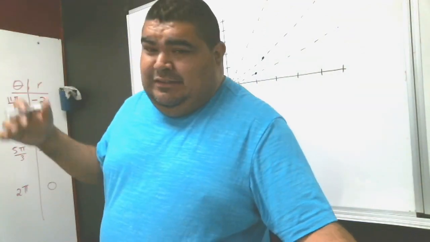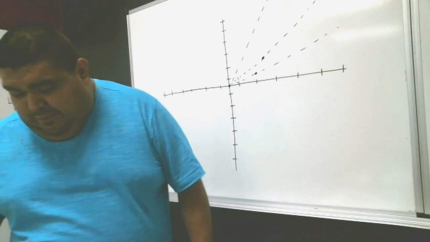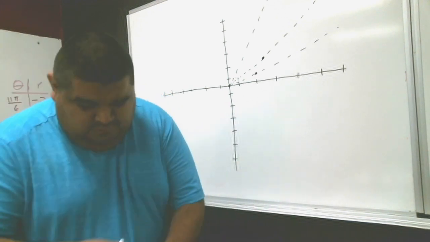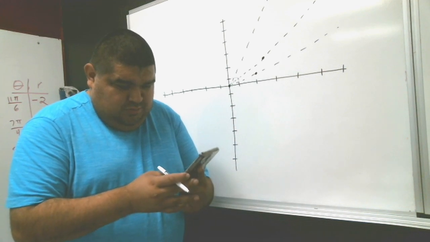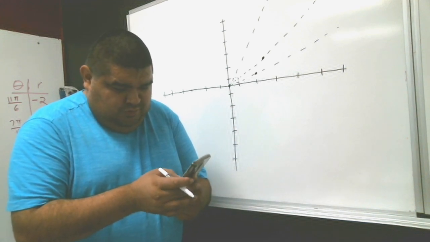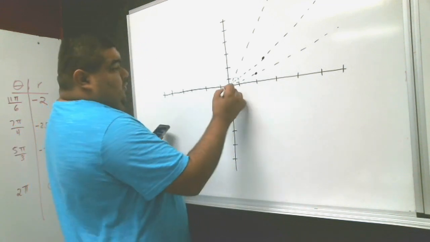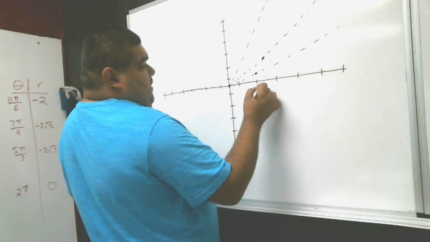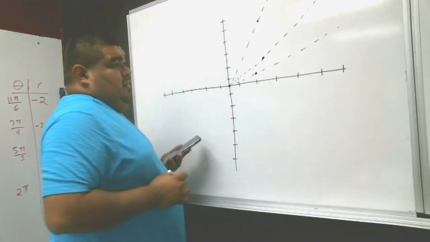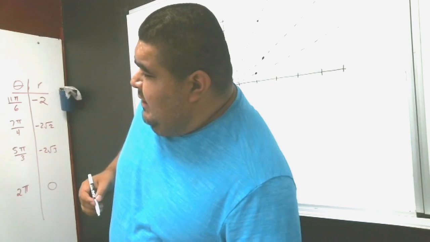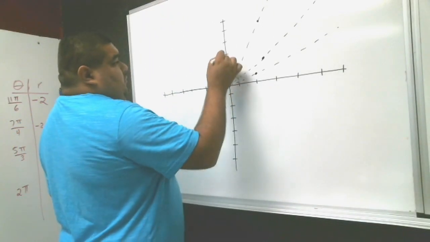Our next one is 60 degrees, which is pi over 3, which we had 2 radical of 3, which is around 3.5. So at 60, we're going to go about 3.5. Okay. And then at 90, we're going to go up to 4. Okay. 1, 2, 3, 4.